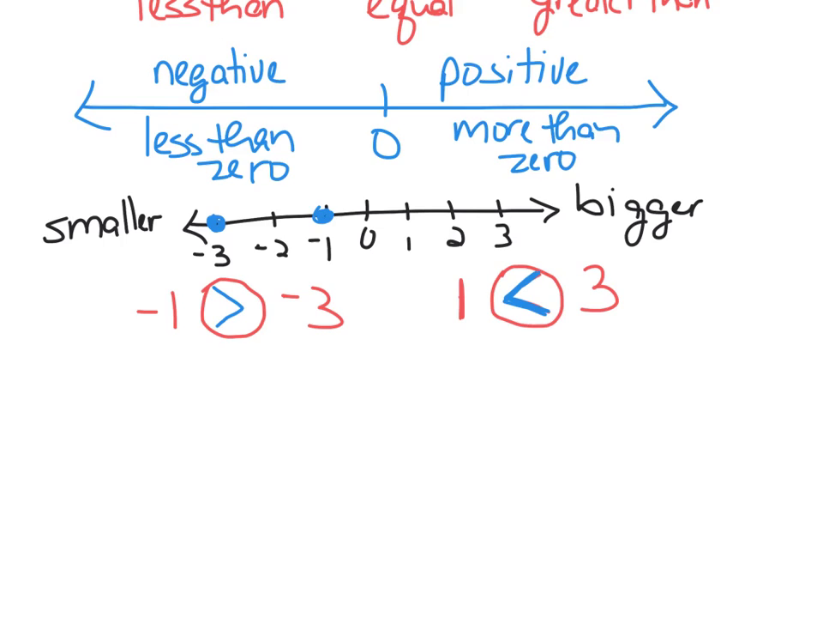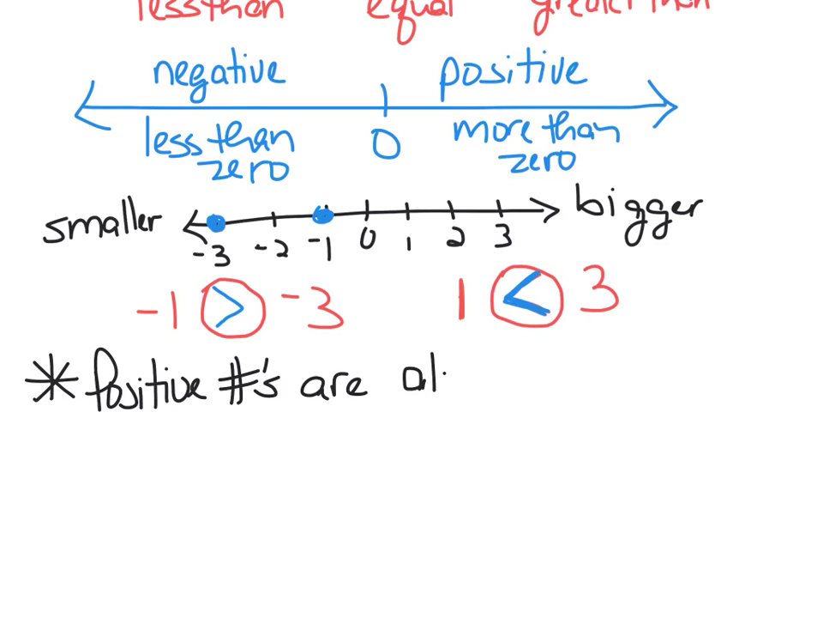So make sure you make a note on it, draw a star on it, do something so you'll remember. So I'm going to put a star. So positive numbers, and it's not a hashtag, that's representing numbers, are always, and underline that because that's very important, greater than negative numbers.